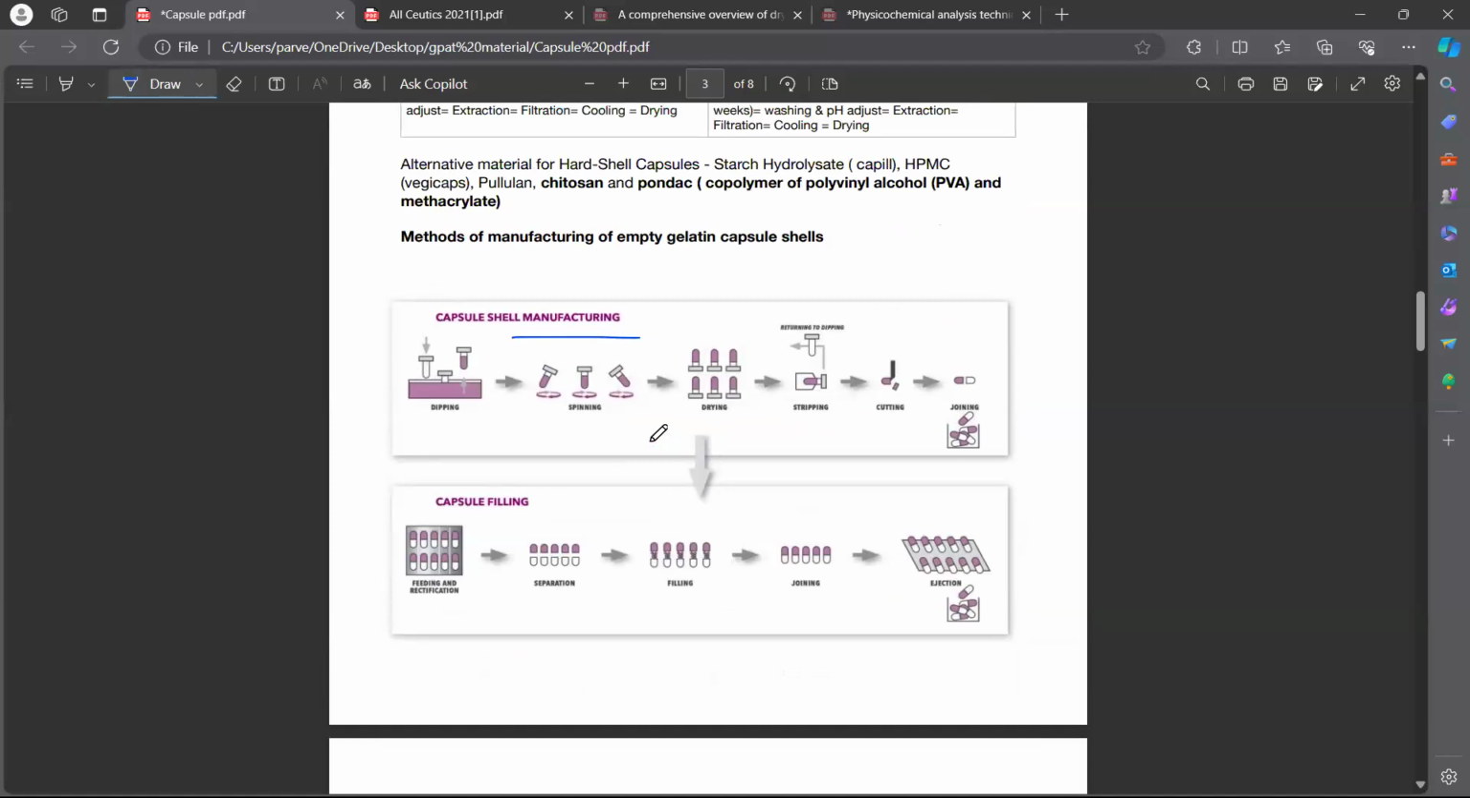Next, another important topic: capsule manufacturing steps. For the preparation of the hard gelatin capsule, we have different manufacturing steps, which include dipping, spinning, drying, stripping, cutting, and joining. Coming to the dipping, could you please tell me for how much time the dipping process takes place? Do you have any idea?